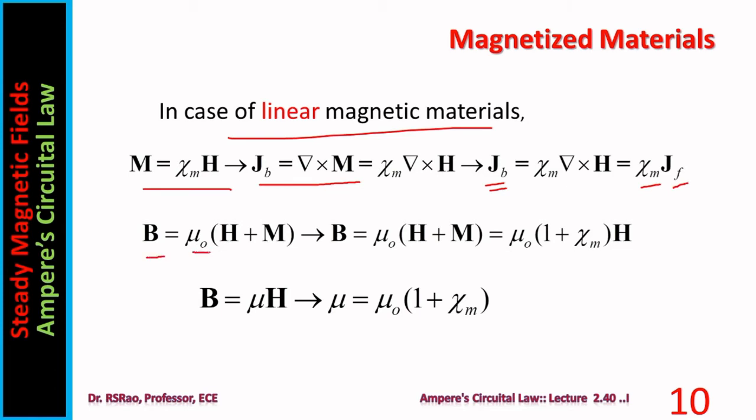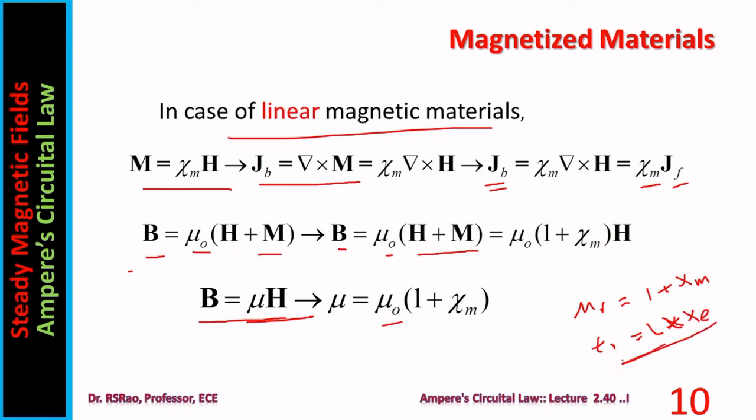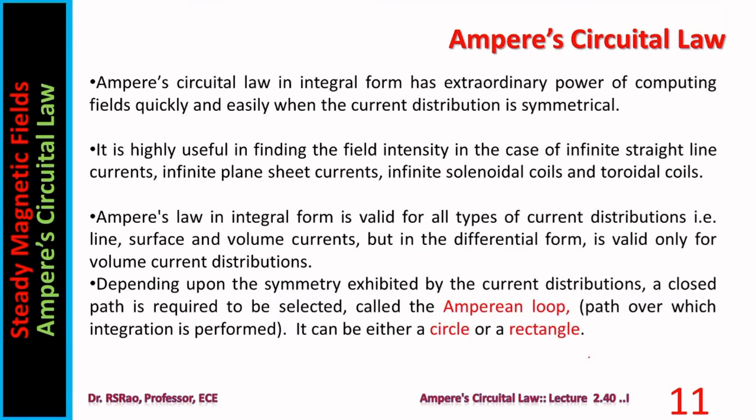So B equal to mu naught (H plus M) gives rise to mu naught (1 plus chi_M) H. So this can be expressed as B equal to mu H, where mu is mu naught (1 plus chi_M). So mu_R, the relative permeability, becomes 1 plus chi_M. It is similar to epsilon_R equal to 1 plus chi_E. As already mentioned, several laws and relations in steady magnetic fields are very much similar to the relations we encountered in the study of steady or static electric fields.